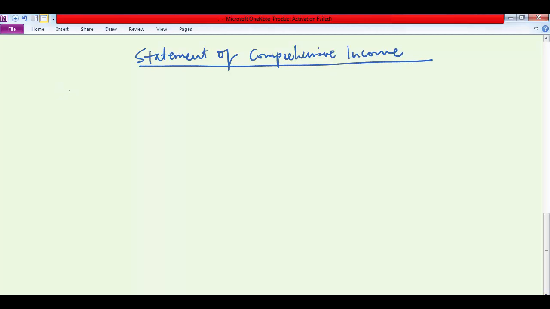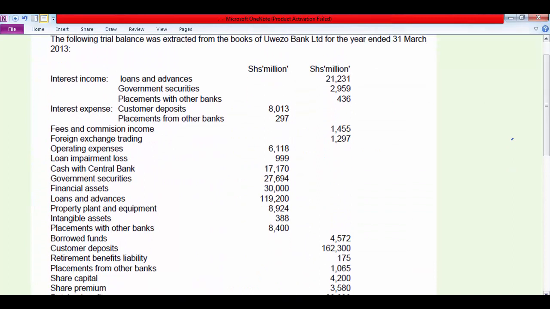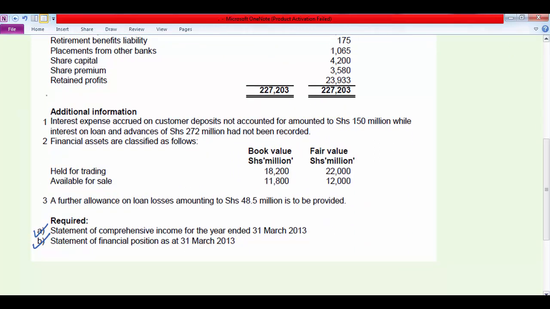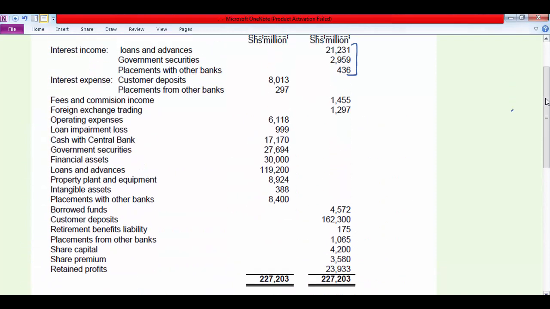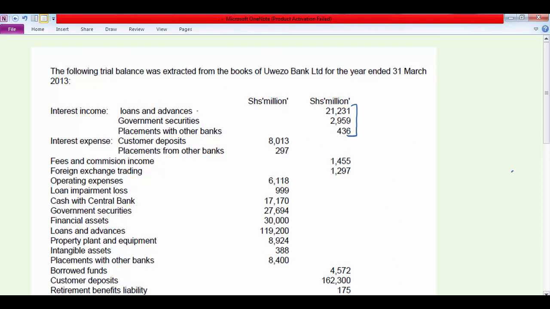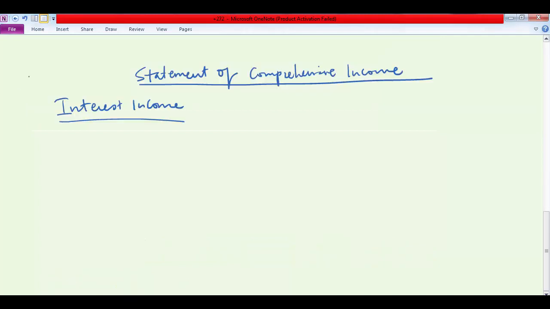So we start by first looking at our interest income. What do we have under interest income? Just come and pick them here. You can see interest income. However, there was a note that amended that. Let's just check number one. Number one says interest expense accrued and not been accounted for, while interest on loans and advances had not been recorded. So this 272 is one that we are interested in. So this 272 on loans and advances needs to be added to this one, yeah? Plus 272 there. So let's post these.